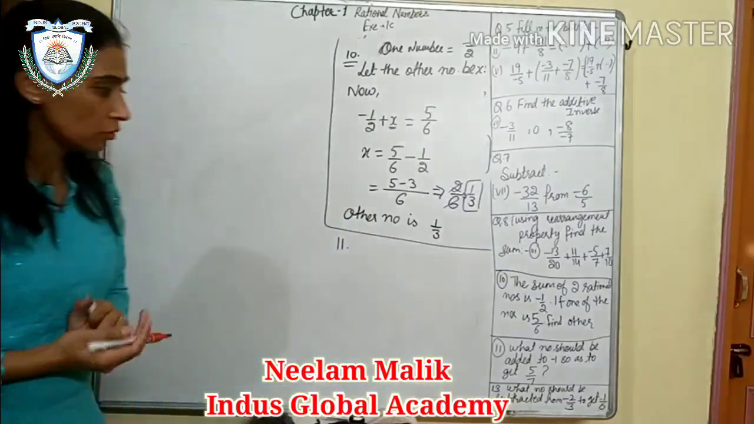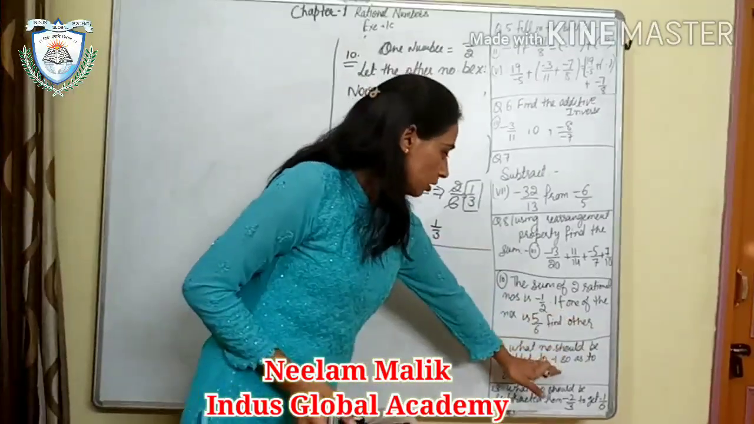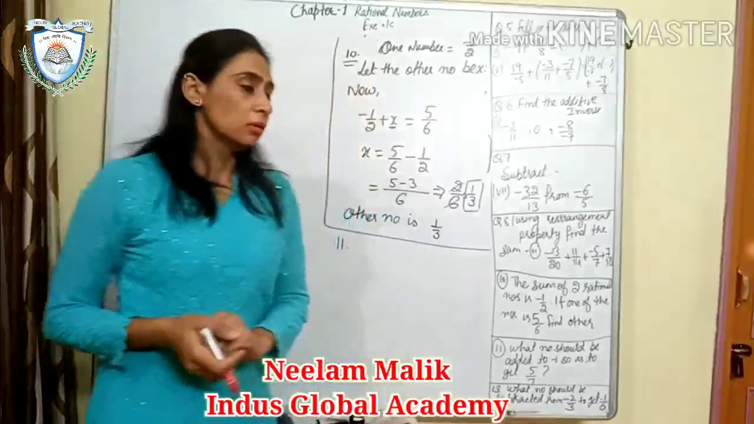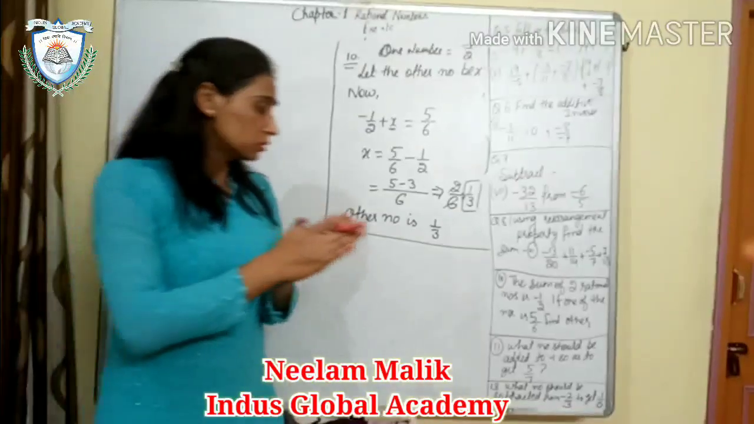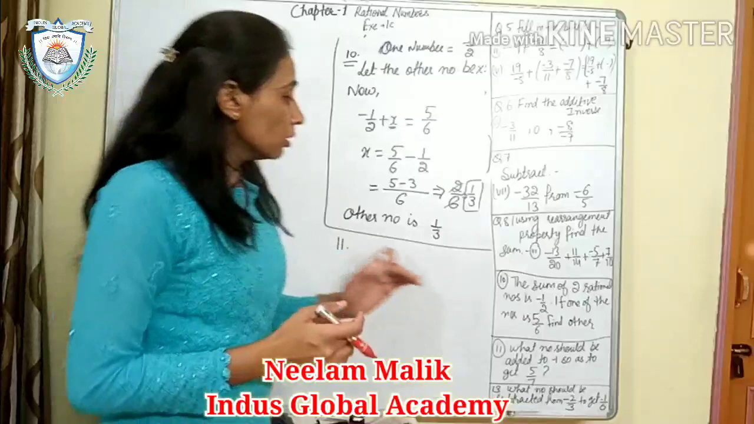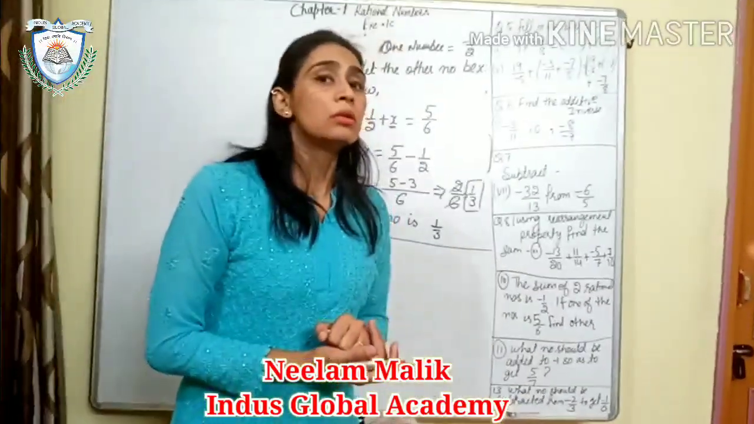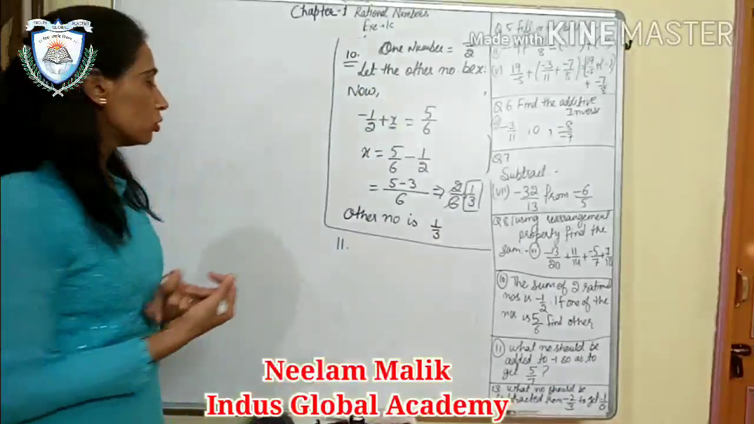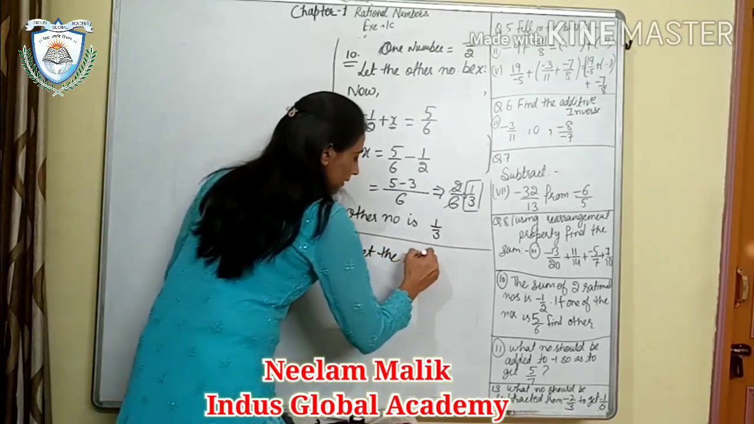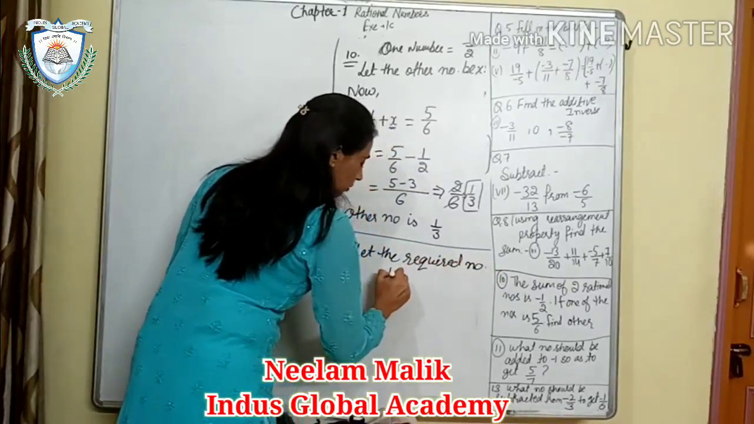What is question number 11? What number should be added to minus 1 so as to get 5 upon 7? I'm explaining again: what number should be added to minus 1? Means what should I add to minus 1 so that I can get 5 upon 7. So let the required number be x.